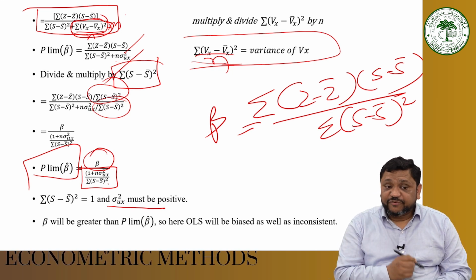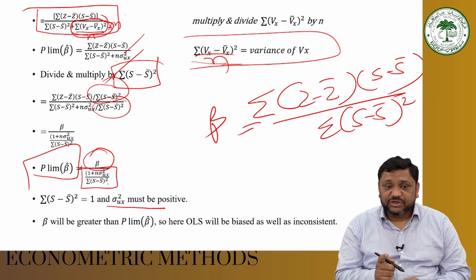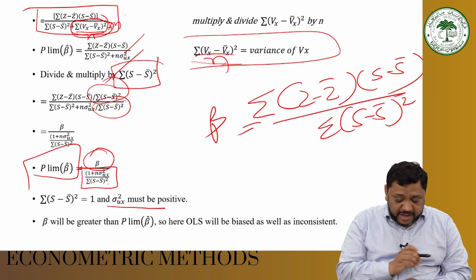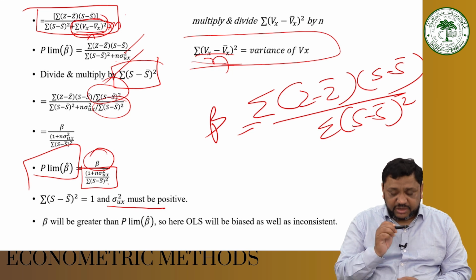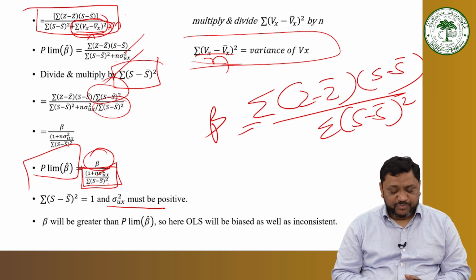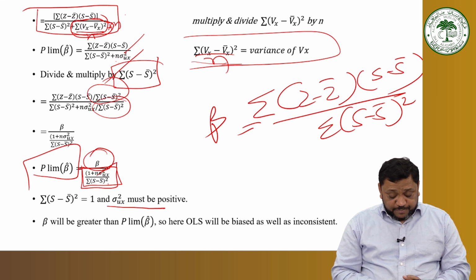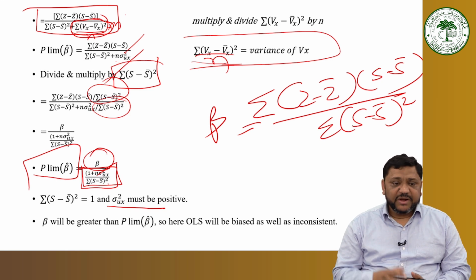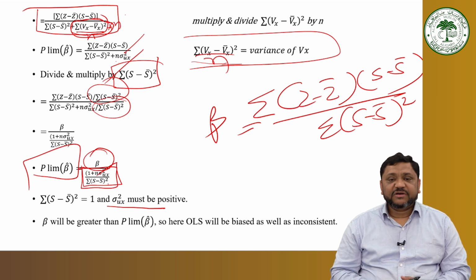What was the condition for consistency? The condition was that the probability limit of beta should be equal to beta. But we are seeing that the probability limit of beta is not equal to beta, because it is beta divided by a certain constant term. So now your beta is greater than the probability limit of beta, so your OLS estimate, the estimate which you are getting over here, is biased and inconsistent.